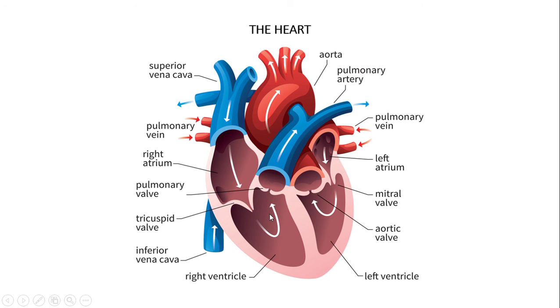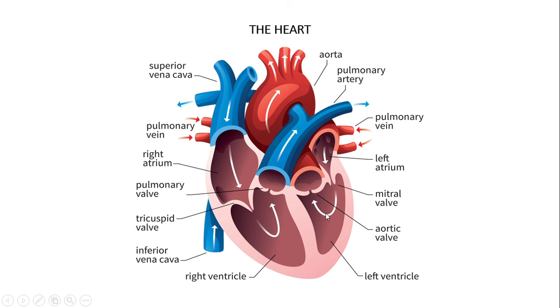From the right ventricle, through the pulmonary valve and the pulmonary artery, it gets transferred to the lungs for the process of oxygenation. After this process, the oxygenated blood is transferred back to the heart through the pulmonary vein. Now, after the pulmonary vein, we have the oxygenated blood in the left atrium, and through the mitral valve, it gets transferred to the aortic valve.